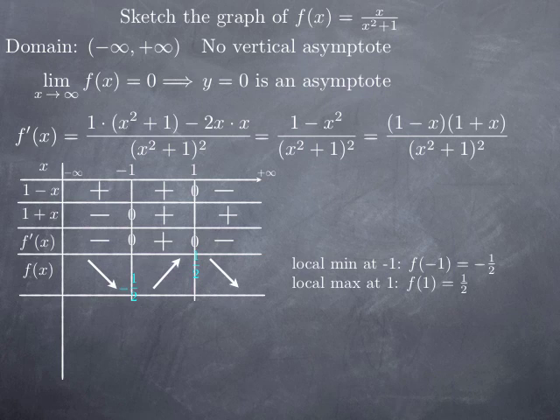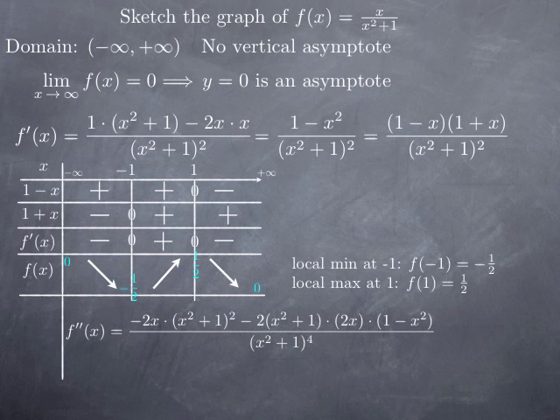And now, before we can sketch the graph, we need to find the intervals of concavity of the function, where it's concave up or concave down, and the inflection points. Before I turn to that, I'm just putting in the chart the fact that the limit of the function is 0 at plus or minus infinity, in other words that y equals 0 is an asymptote.